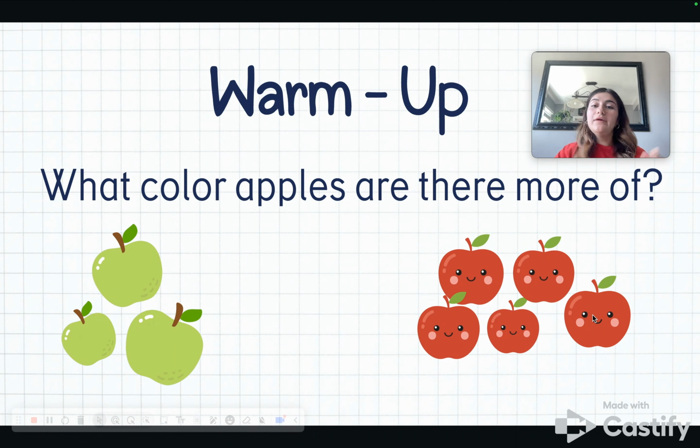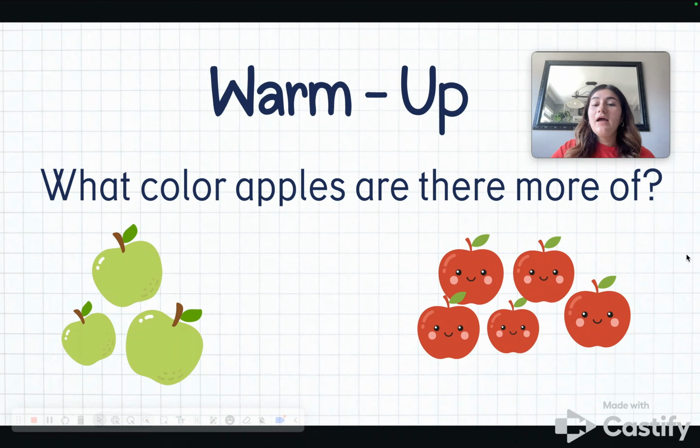So now that we know there are 5 red apples and 3 green apples, now we can look at our hands and think, what color apples are there more of? On our red apple side, all 5 of our fingers are open. But on our green apple side, only 3 of our fingers are open and 2 of our fingers are down. So now that we just counted together and now we're looking at our hands, what color apples are there more of? Yes, there are more red apples.